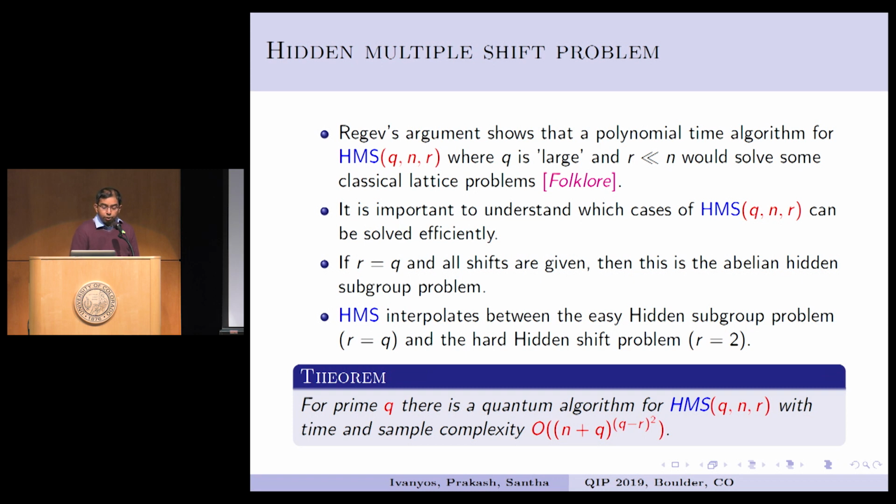So this is giving a polynomial time algorithm when Q minus R is a constant, and Q can be arbitrarily large. Q can be large, but Q minus R should be a constant. So it's still close to the hidden subgroup case rather than the hidden shift case. But I'll indicate how this extends previous results and why this is interesting.